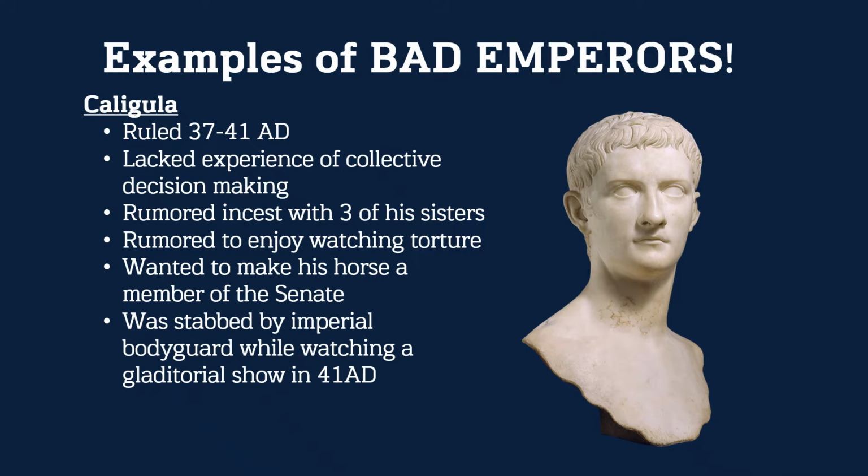Caligula, who led Rome for about 4 years, did not have much experience leading a nation. He was rumored to have incest with 3 of his sisters. He enjoyed watching people being tortured. He wanted to make his horse a member of the Senate. And when you are as outlandish and as terrible as this, it is no surprise that he is stabbed by the imperial bodyguards while watching a gladiator show just 4 years into his reign.